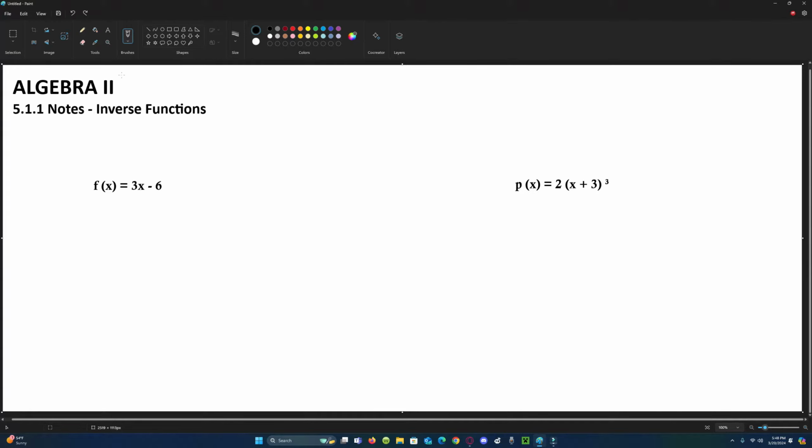So let's start with the first example, this example right here. So we have f of x equals 3x minus 6. And both of these problems are in the notes under question 4. So we're going to start with question 4a, which is this one. The question being asked is inverse practice. Find the inverse of each function below.